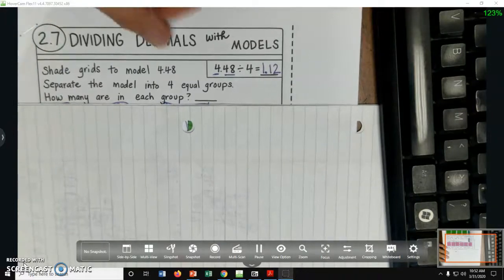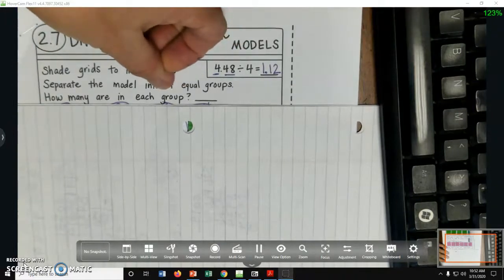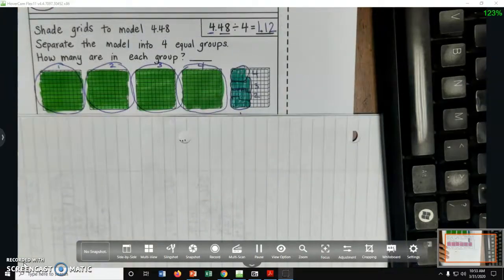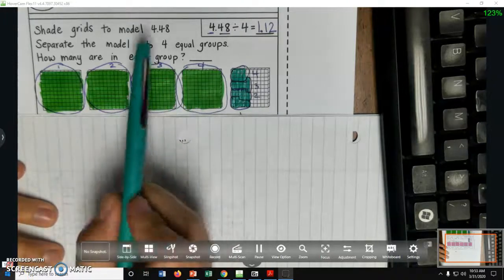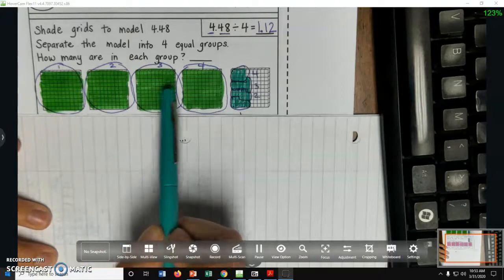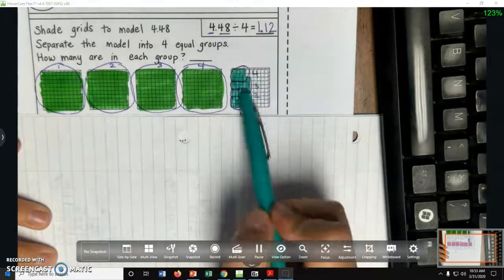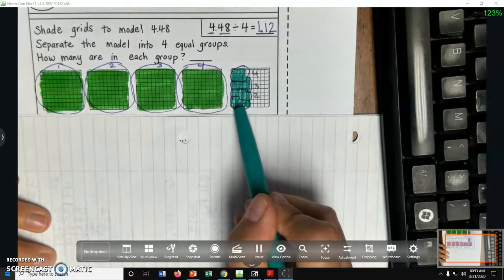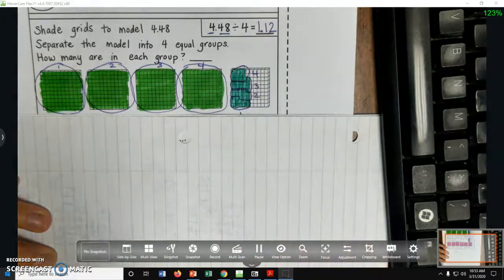So here we know the number of groups. We're looking for the size of each group. Group size unknown. Okay? I went ahead and colored, and I actually did this one just to save a little bit of time. We're shading in 4 and 48 hundredths. 1 whole, 2 wholes, 3 wholes, 4 wholes, and I went ahead and shaded in 48. Remember, each row is 10, so 10, 20, 30, 40, and then 8 more.